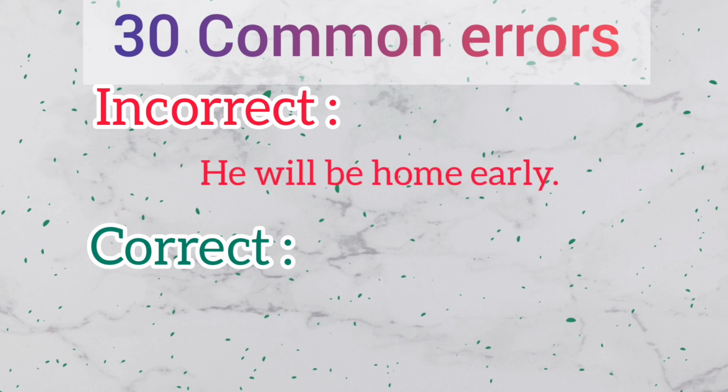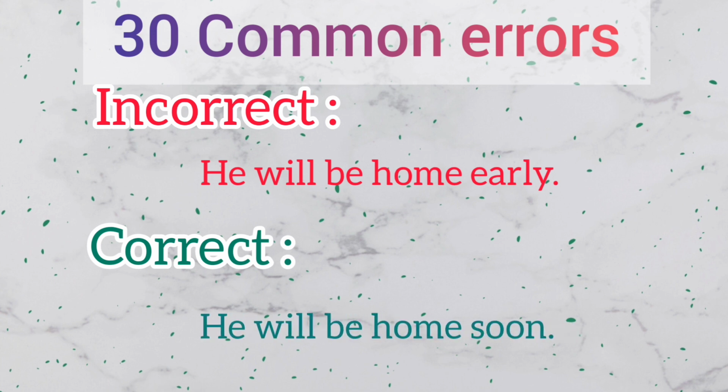Next one is "He will be home early." The correct sentence is "He will be home soon." Here, what's the difference between "early" and "soon"? "Early" means happening or done before the usual or expected time, and "soon" means in or after a short time.